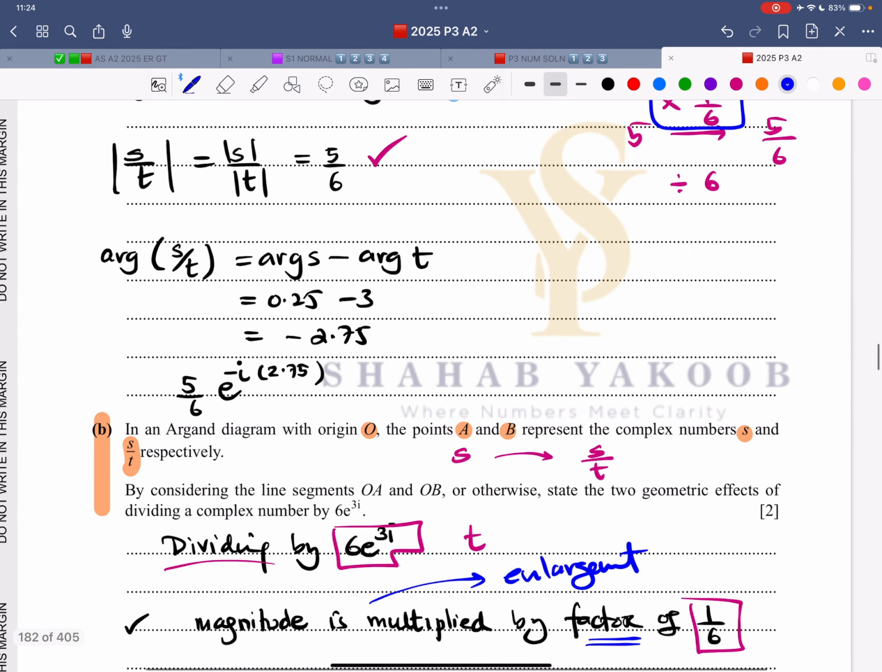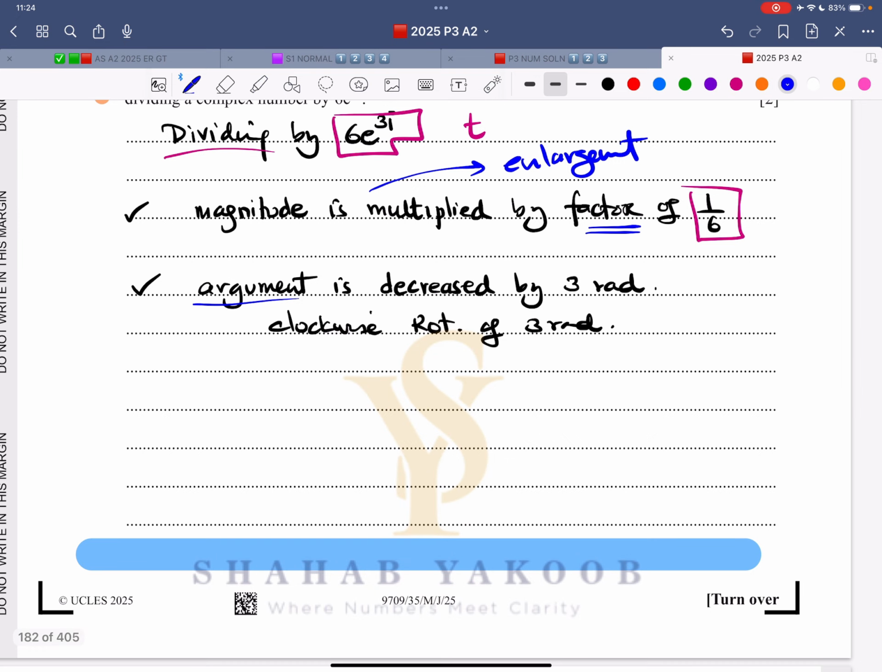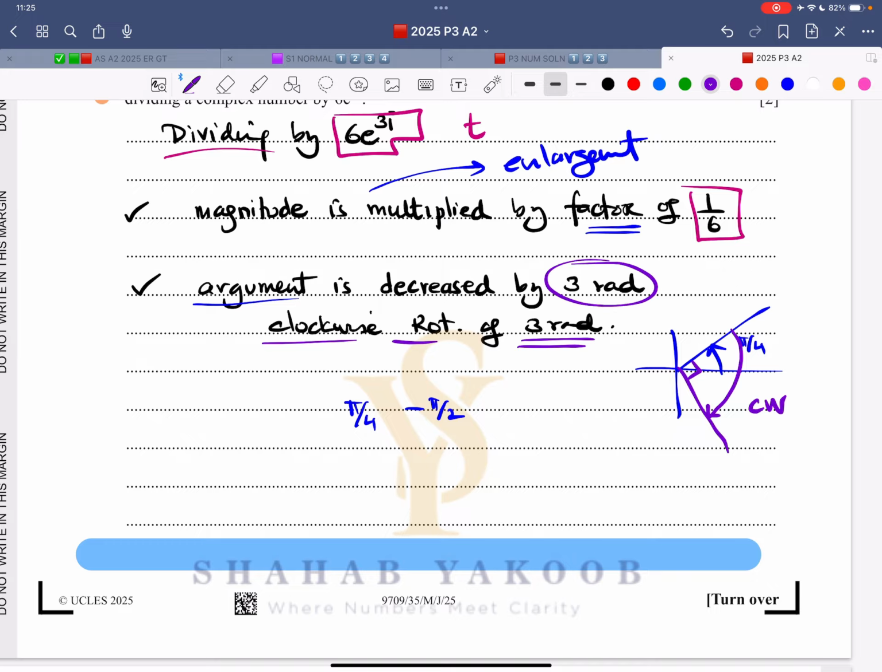Since this time the angle is subtracted, we know that clockwise angles are negative. So let's say this angle is pi by 4, and then we are subtracting pi by 2. That means I'll draw pi by 2 over here, and then this thing will be going like this. So this is clockwise. So negative is a clockwise rotation of 3 radians, because that's how the change is.